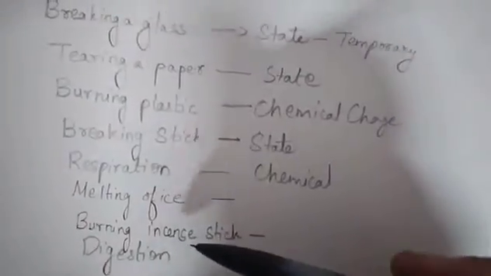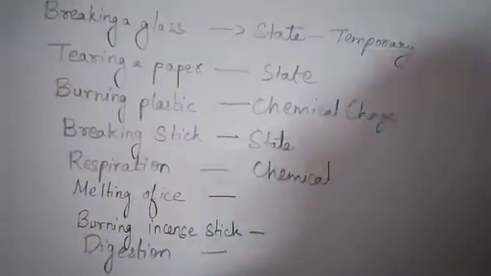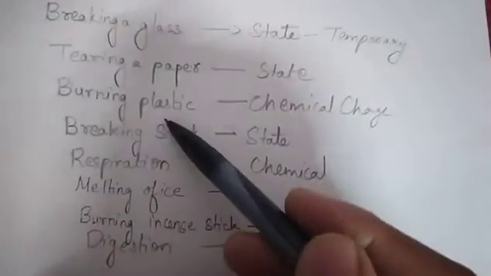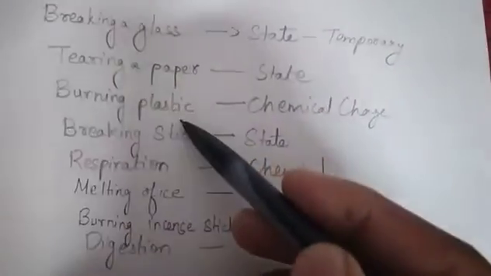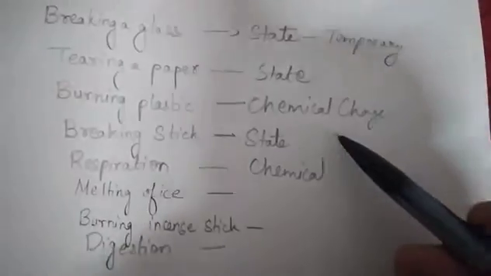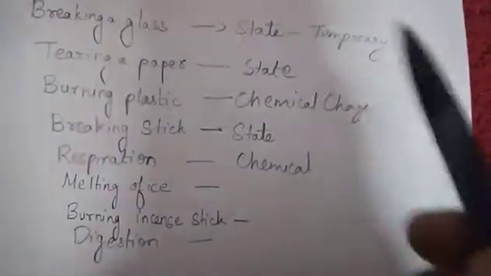When you tear a paper, no new substance is formed, so it is a temporary change, that is a physical change. When you burn plastic, it is a chemical change. Understood? When you burn plastic, a new product is formed, ashes are formed, that is a new product, so it is a chemical change. When you break a stick, it is a temporary change, so it is a physical change.